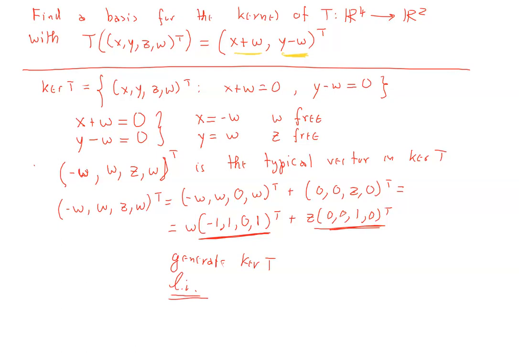So they are linearly independent because there are two of them and they have zeros in different places. So the dimension of the kernel is 2. And these two vectors form a basis. That's all. Okay, we will systematize this process even further. Questions, please.